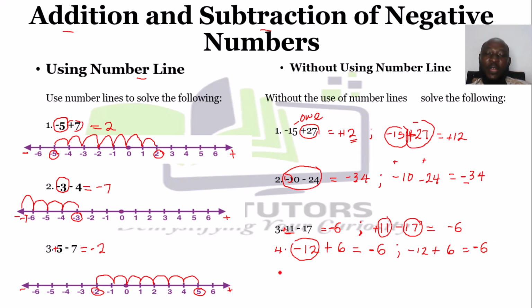So why don't you try this? Minus 40 plus 17 and minus 10. Solve this and drop your answer in the comment section.